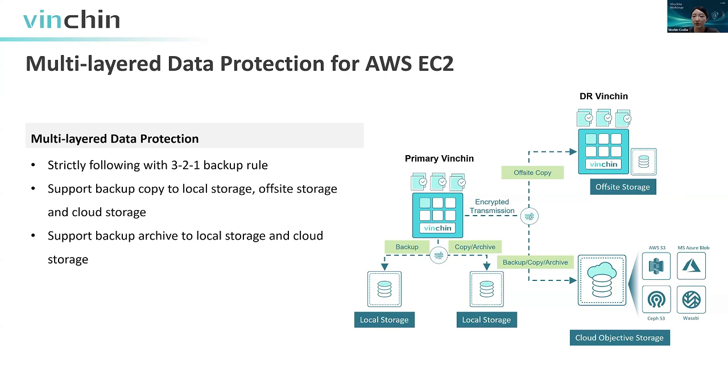So for the copy storages, we support copying the backup data to the local storage, to the offsite storage, and other cloud storages. And for the archive storages, we support archiving backup data to the local storages or other cloud storages. As you can see here in the picture, other cloud storages include Microsoft Azure, Ceph S3, Wasabi, MinIO, and of course, AWS Cloud is supported as well.